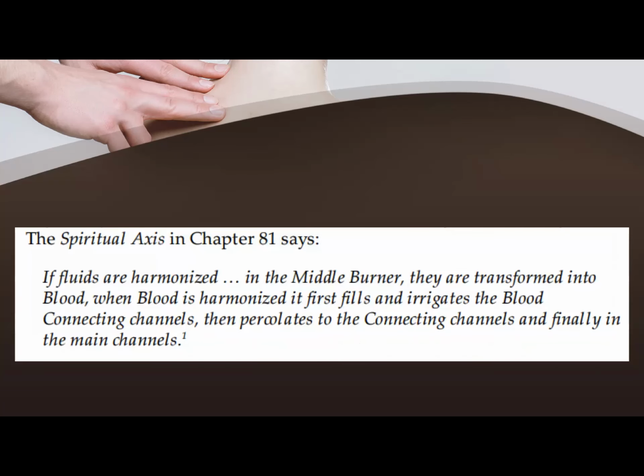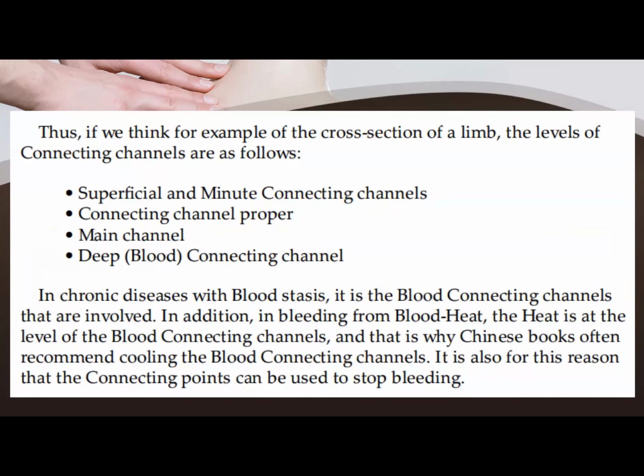The Spiritual Axis in chapter 81 says, if fluids are harmonized in the middle burner, they are transformed into blood. When blood is harmonized, it first fills and irrigates the blood connecting channels, then percolates to the connecting channels, and finally in the main channels. If we think, for example, of the cross-section of a limb, the levels of connecting channels are as follows: superficial and minute connecting channels proper, main channel, and the deep or the blood connecting channel.